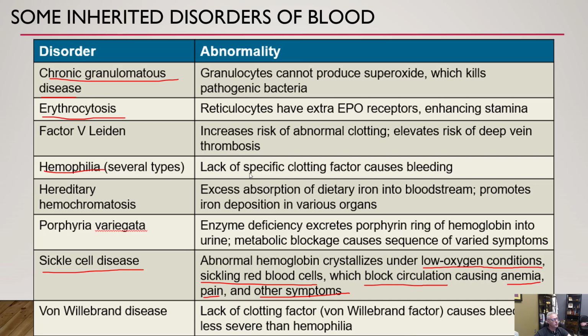Hemophilia, remember, was the lack of clotting factor 8. Von Willebrand's disease causes bleeding. It's going to be less severe than hemophilia. You don't necessarily have to know this chart, but I just put it in there.